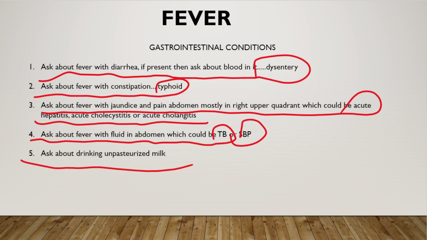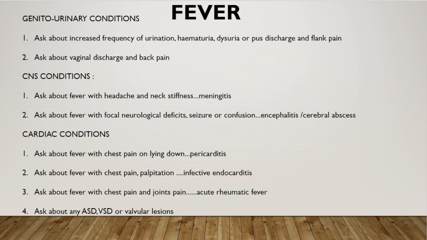So this will mostly cover the conditions causing fever related to the gastrointestinal tract. Then we will ask about genitourinary conditions. We will ask about any increase in frequency of urination, hematuria, blood, or any burning sensation, or pus discharge from the urethra. We will ask about flank pain. So all these will help us find out the cause for the fever related to genitourinary conditions.